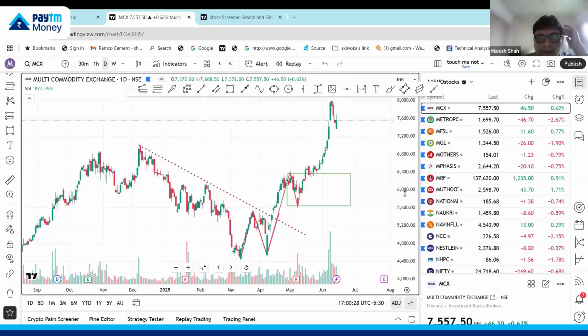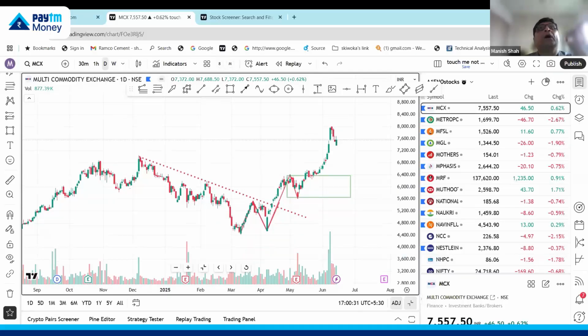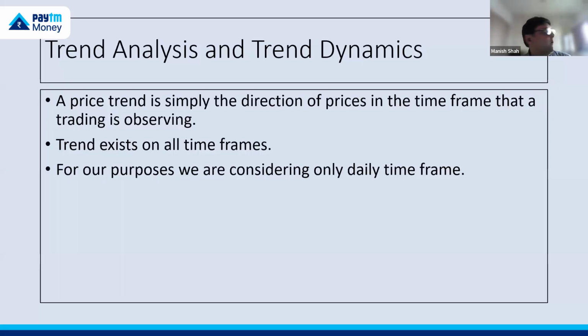So basically a trend is simply the direction of the prices in the time frame that you are observing. Once you look at a particular stock, you should be able to make a judgment whether the prices are rising, or declining, or in a range.